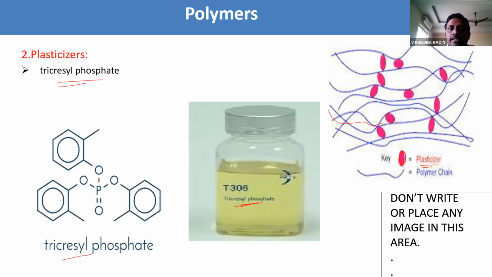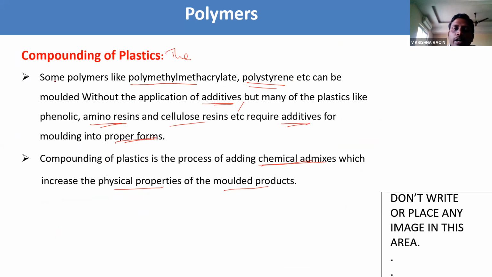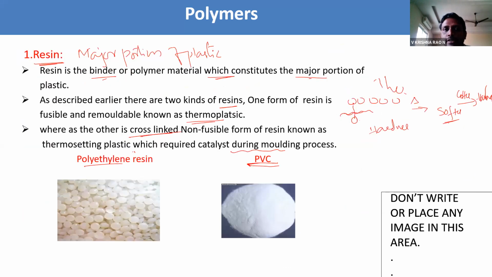Resins form a major part of the plastic. Fillers, plasticizers, stabilizers, lubricants, accelerators or catalysts, and coloring materials are added to give the desired shape and form to the plastic. The process of adding chemical admixtures which improve the physical properties of molded products is called compounding of plastics.